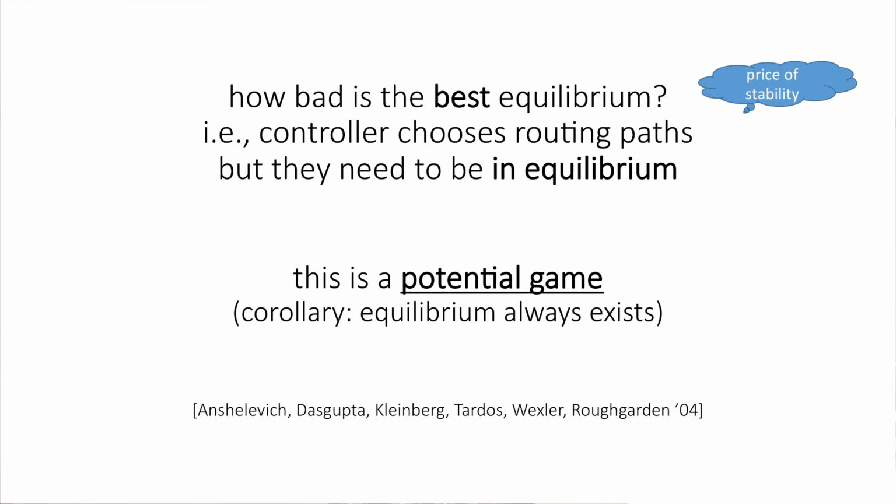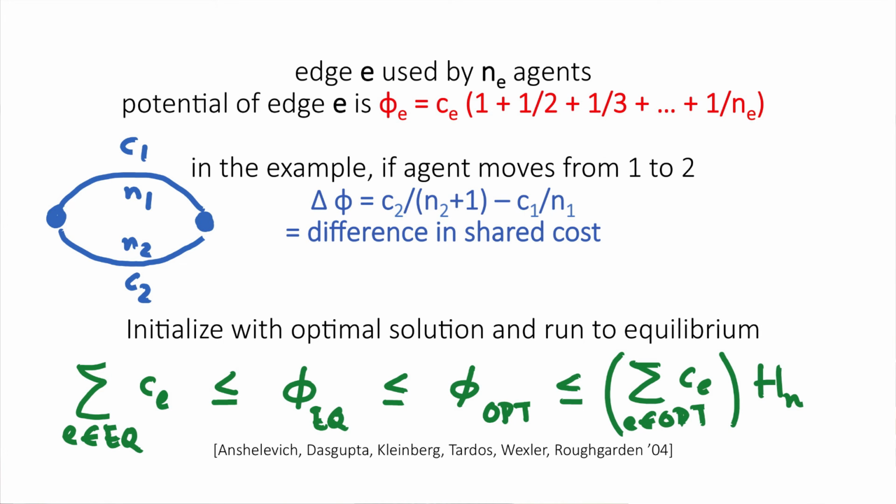So, what is a potential game and how does it apply here? Let us look at it. So, imagine that edge E is used by n sub E agents. Okay. Then we define the potential, which is just a function of edge E, as the cost of the edge times the harmonic number, the harmonic function of n sub E. Okay. It is the sum of these reciprocals till n sub E. So, that is what I define as the potential function of edge E, and the overall potential of a particular state is just the sum of potentials of the individual edges that are being used in the routing.